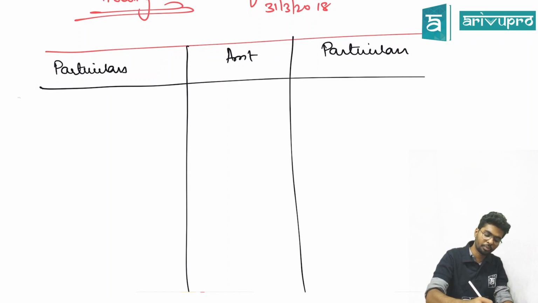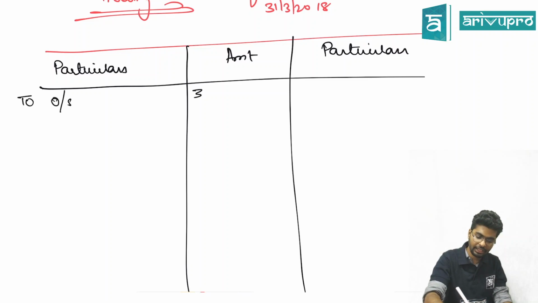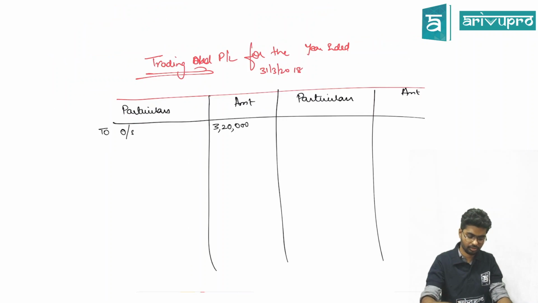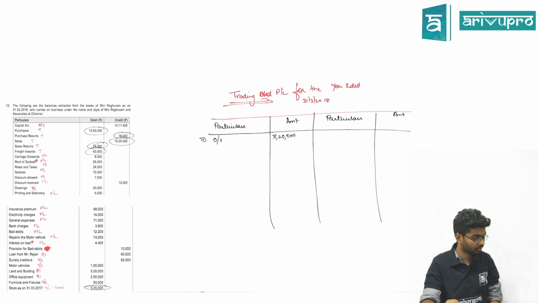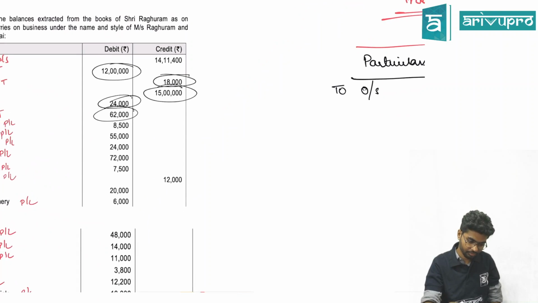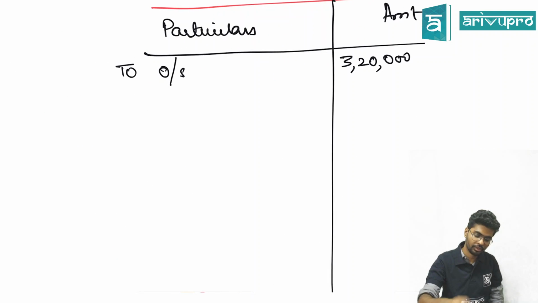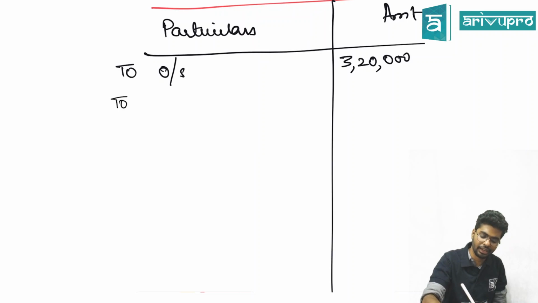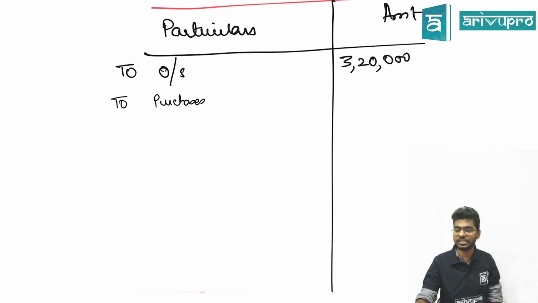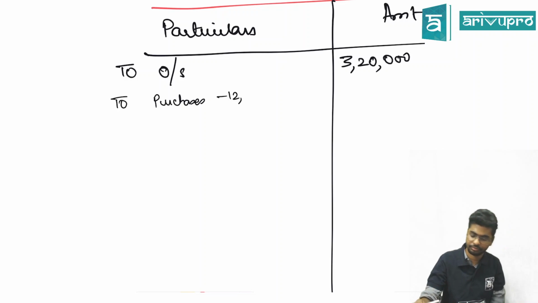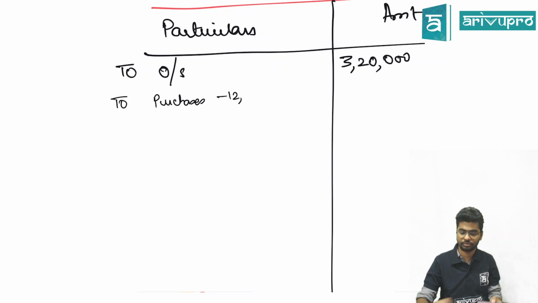How much is my opening stock value? 3 lakh. Then purchase return and purchases. Whenever you have something to be deducted, you directly write it inside. To purchases. How much is the purchase value? Purchase value.